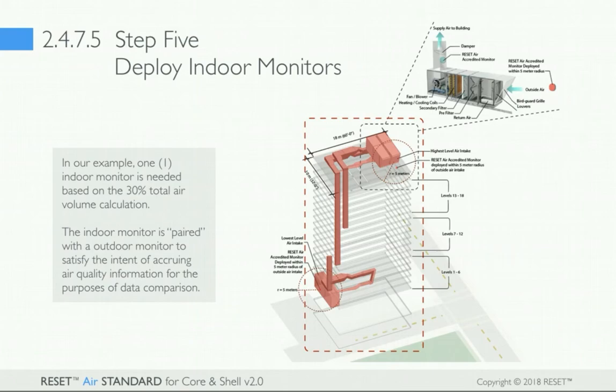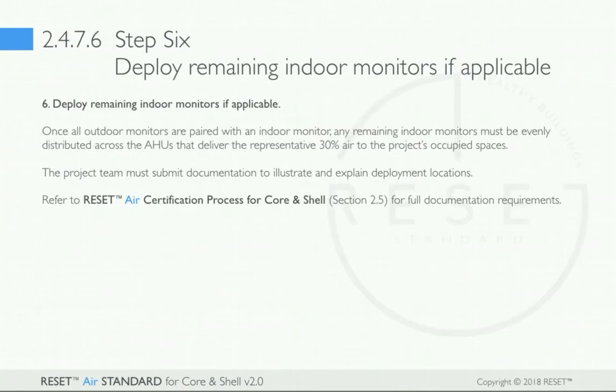So, for example, you'll see my one indoor air monitor based on my 30% volume is co-located. I could have either placed it at my lower level or at my higher level air intake, pairing it with those outdoor locations that I was required to deploy at. It's really a team decision, but again, as long as the pairing occurs post-filtration and post-mixing for your indoor location. So once it's paired, it satisfies the intent, and if you had any other questions about that, indoor air monitoring would be simplified because you fulfilled the requirement of 30%.